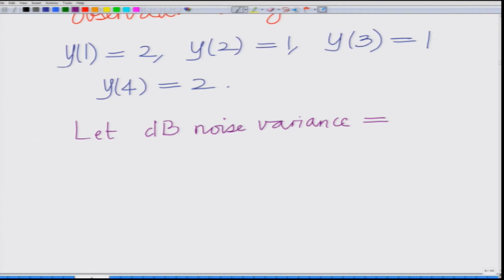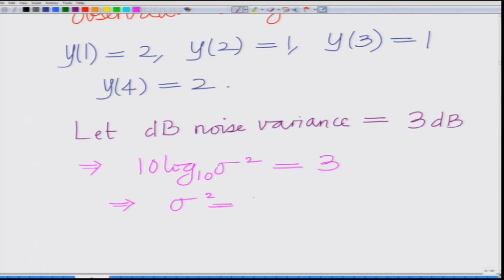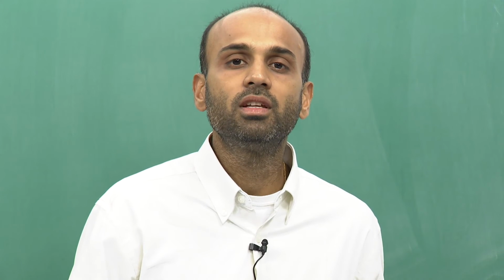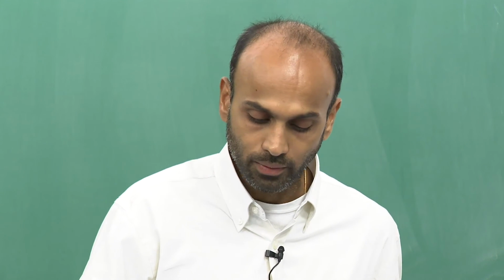Let the noise variance be equal to 3 dB. This implies 10 log 10 of sigma square equals 3, which implies sigma square equals 10 to the power of 0.3, which is approximately equal to 2. We have already done this several times, that is 3 dB is approximately equal to 2. So 3 dB noise variance means noise variance is equal to 2.